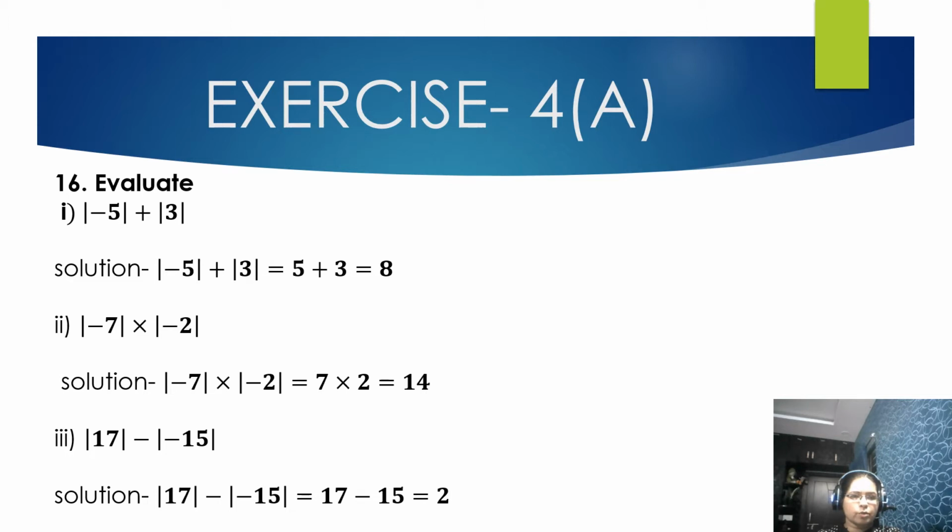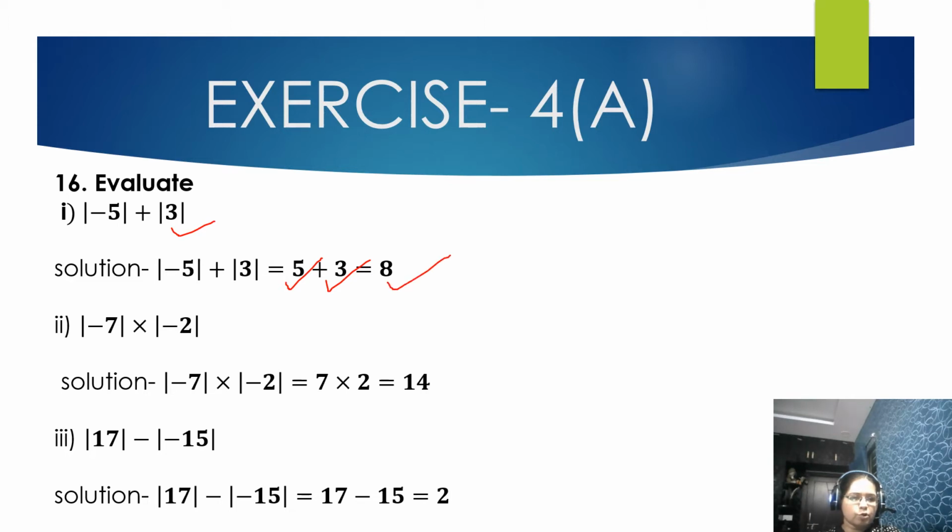Now we solve question number 16. Evaluate. The first bit is absolute value of minus 5 plus absolute value of positive 3. We know absolute value of minus 5 is plus 5, that is positive 5, and absolute value of plus 3 is 3. So absolute value of minus 5 plus absolute value of 3 is 5 plus 3, that is 8.